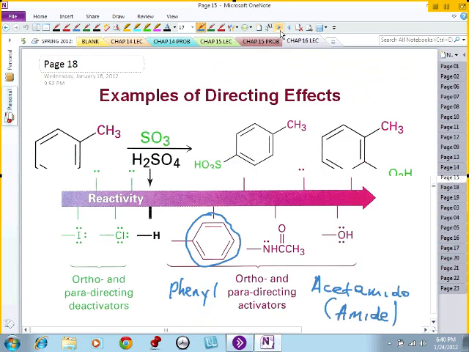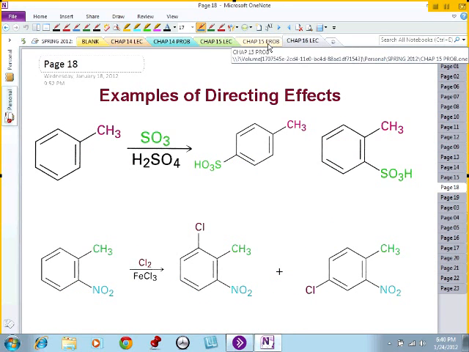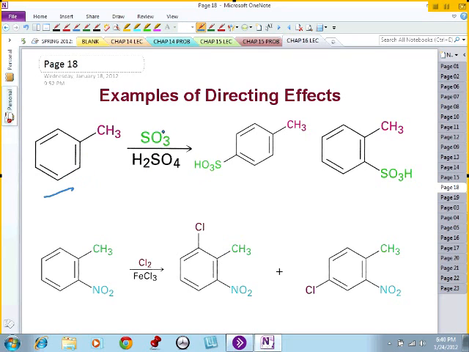Okay. So now you know the substituent effect as it relates to the reactivity of an electrophilic aromatic substitution reaction. Now let's give you a few examples. Okay, so if we have toluene reacting with sulfur trioxide in the presence of sulfuric acid, what kind of reaction do we call this? Sulfonation. So that is sulfonation.